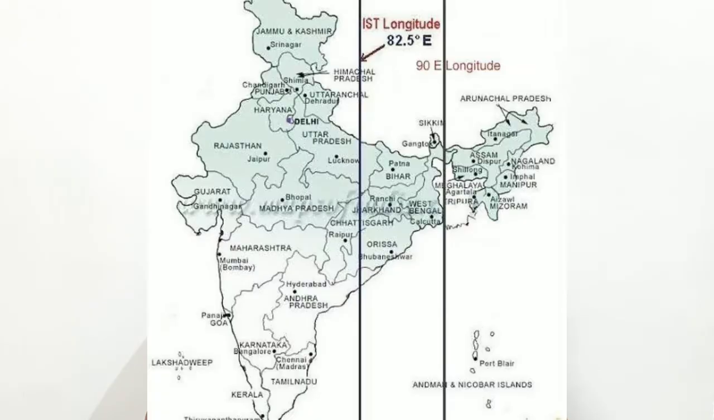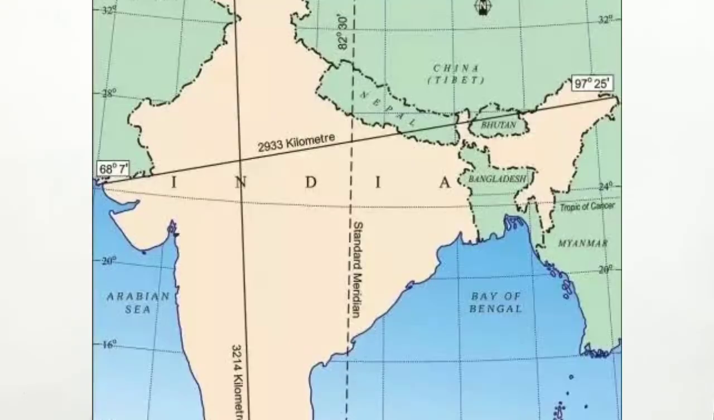So to avoid this confusion, the meridian which passes through the center of India is considered as the standard meridian for India, and the time that prevails on that meridian is considered as the standard time for the whole country. So in this manner, all the places in India follow the same time as per the standard meridian.